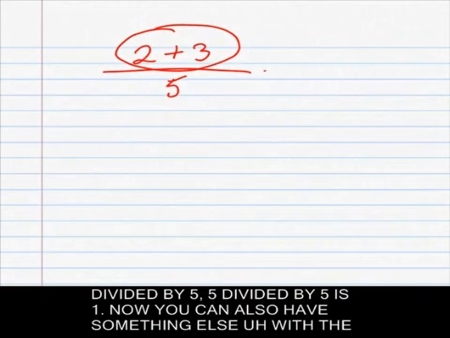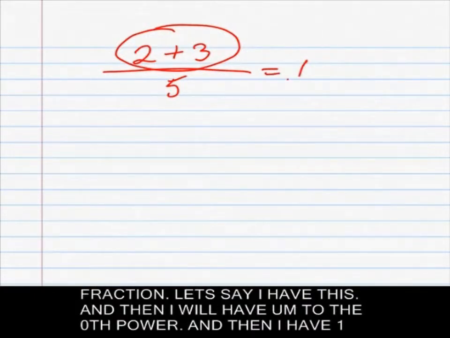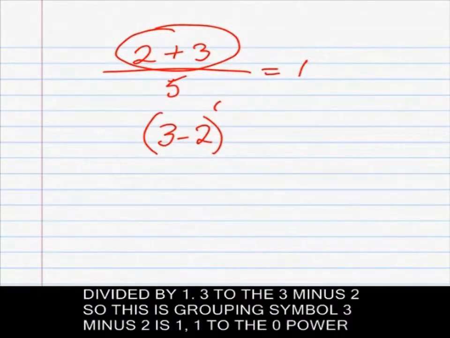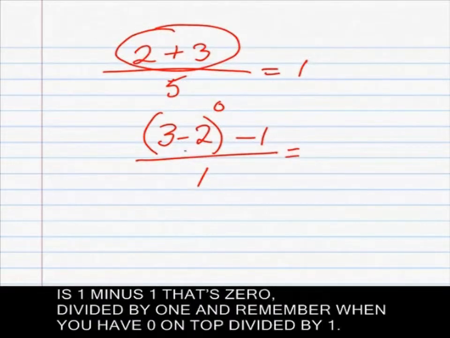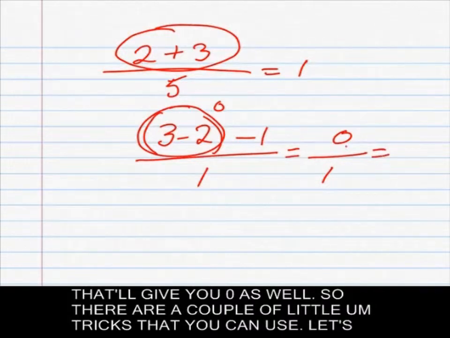Now you can also have something else with the fraction. Let's say I have this, and then I will have to the 0th power, and then I have 1 divided by 1. 3 to the 3 minus 2, so this is a grouping symbol. 3 minus 2 is 1. 1 to the 0th power is 1. Minus 1, that's 0, divided by 1. And remember, when you have 0 on top, divided by 1, that'll give you 0 as well. So there are a couple of little tricks that you can use.